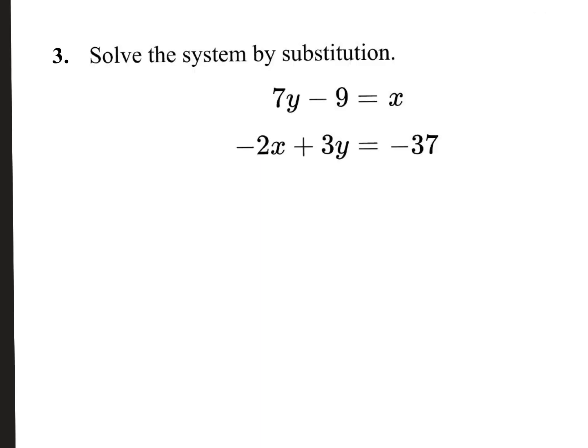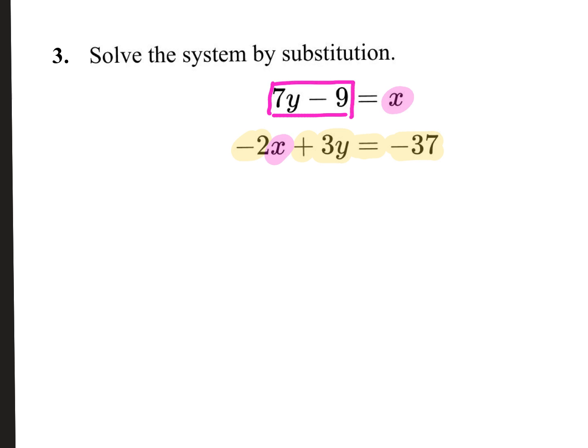Okay, for number 3, at this point, it would be so great if you would pause the video and try it yourself. Okay, but I'm going to go ahead, and hopefully you've done that. So first, I noticed that the x is the one that is isolated, and x is equal to 7y minus 9. So I am going to take my other equation. I'm going to write a negative 2 plus 3y equals negative 37. But I'm going to replace the x with that 7y minus 9.